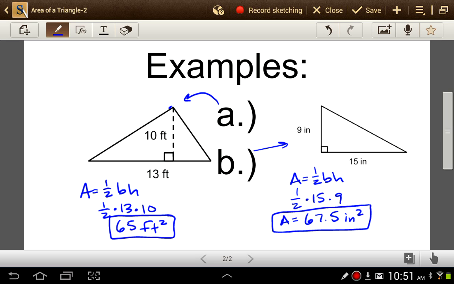Okay. If you need to go back, watch those again, go ahead. But remember, you're multiplying the base times your height, and your base and your height are perpendicular to each other. So you're looking for the two sides that create that perpendicular symbol right there.